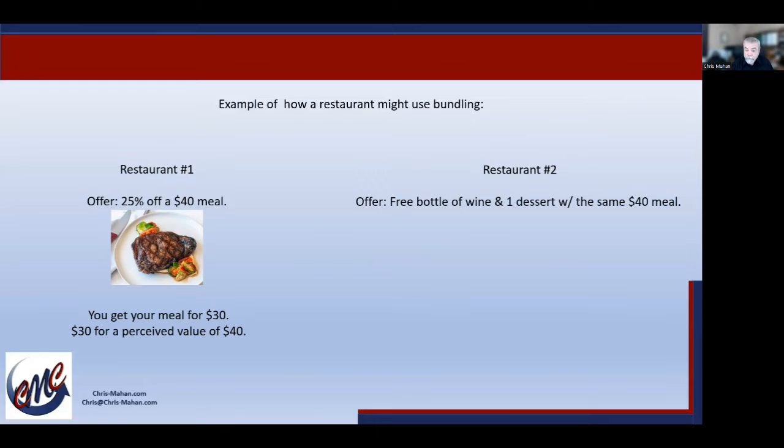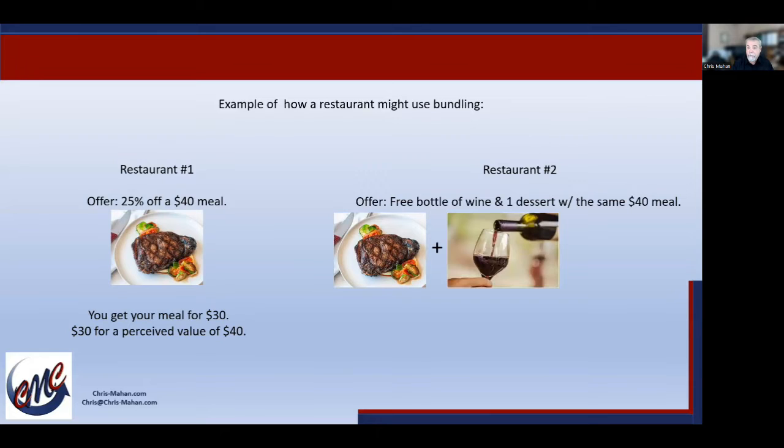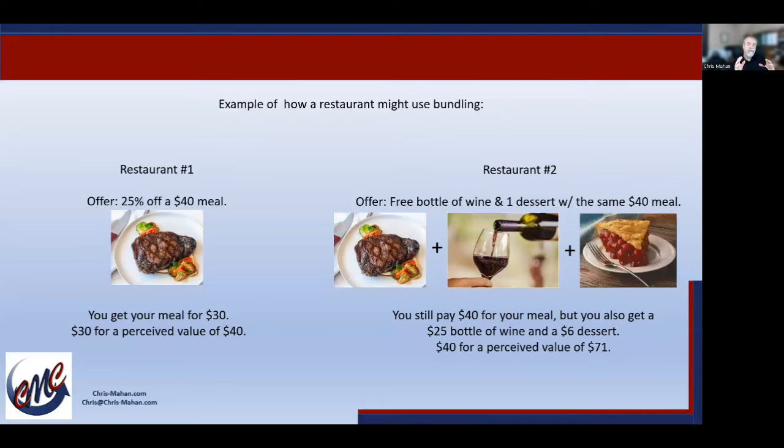Now, Restaurant 2 used the bundling strategy instead. They offered the same steak dinner for $40. However, they bundled that meal with a bottle of wine and a dessert. Now, that bottle of wine was listed on their menu for $25 and the dessert for $6. So customers who chose restaurant number 2 got the same steak meal plus a bottle of wine plus a dessert for just $40. So customers who chose restaurant 2 paid an additional $10 for their meal.